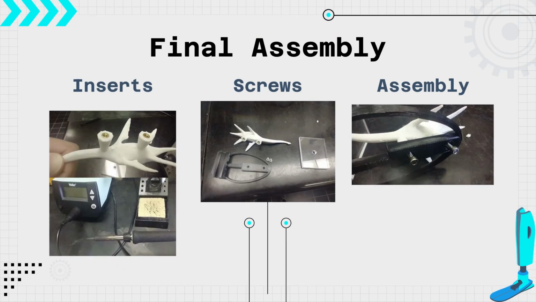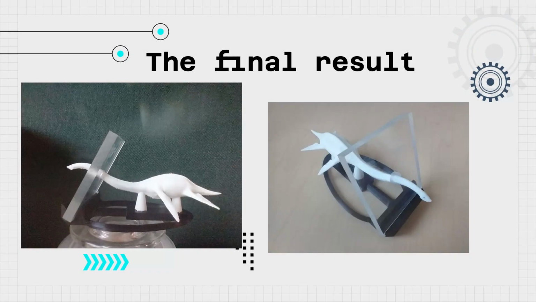And now onto the final assembly. Here we will be actually putting in the threaded inserts that I mentioned earlier. For this, I just held these golden pieces with tweezers over the plastic, and then used the soldering iron to melt them into the plastic, and then I just simply screw everything together with the acrylic piece in between, and now we have our final result.